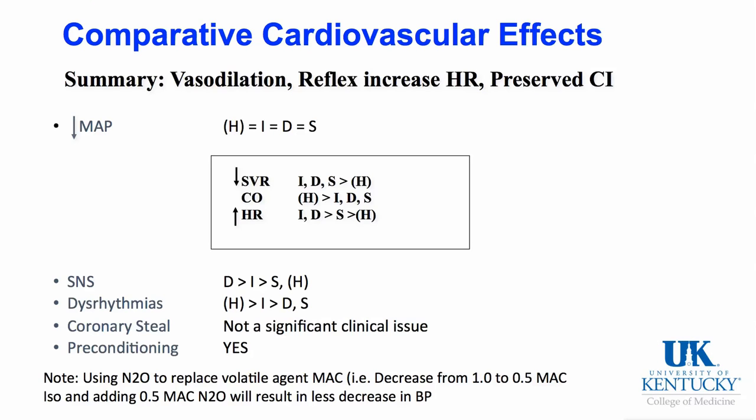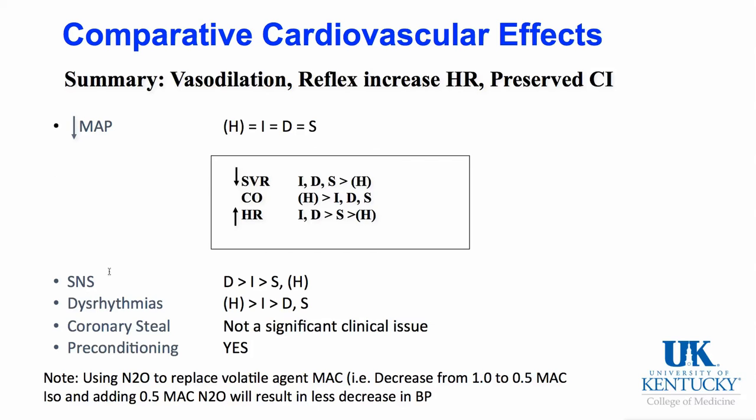So, summary of the cardiovascular effects. The inhaled anesthetics are vasodilators, cause a reflex increase in heart rate as the blood pressure drops, and cardiac index tends to be preserved. The mean arterial pressure tends to go down the same at similar MAC concentrations for all volatile anesthetics. All of them are vasodilators, excluding halothane. All of them increase the heart rate somewhat, excluding halothane.